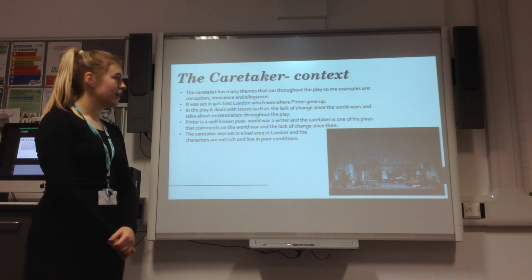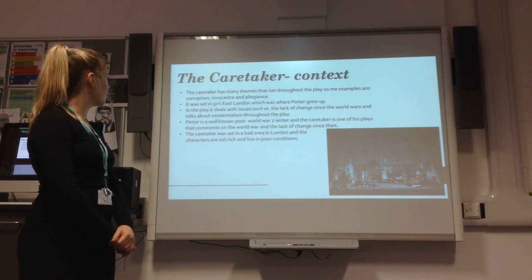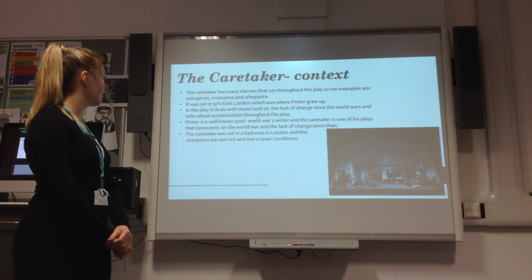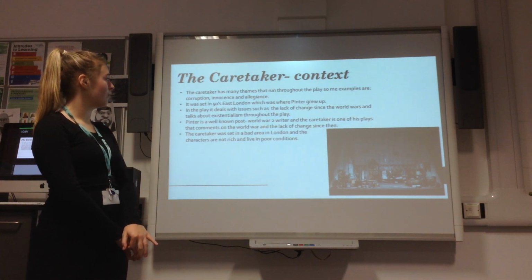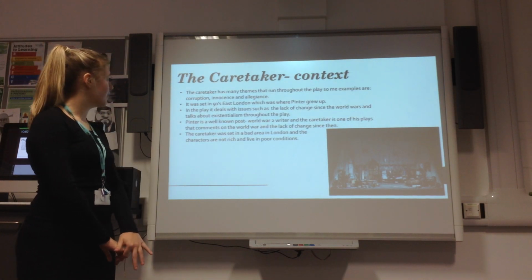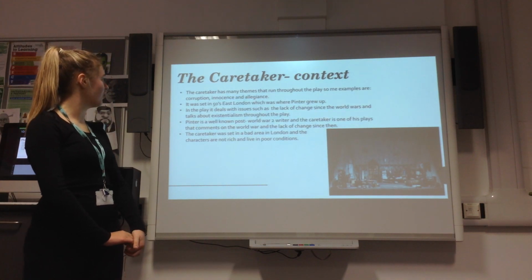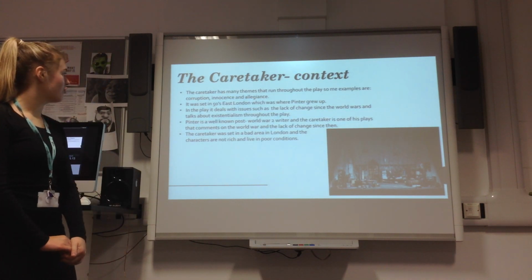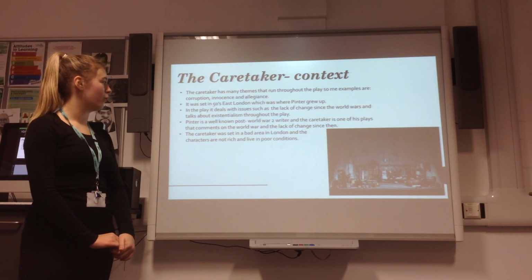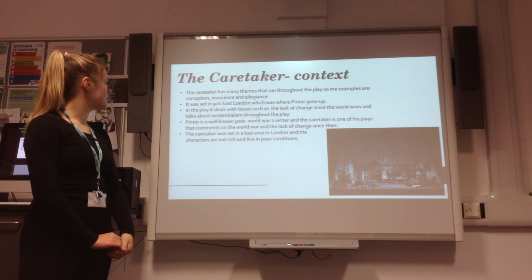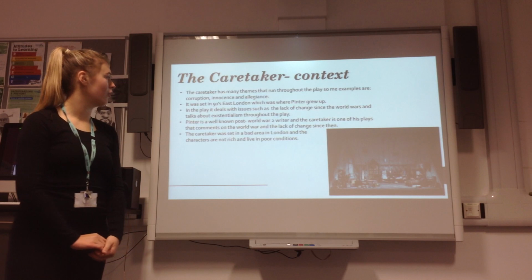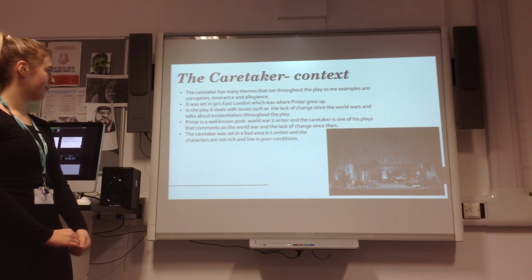The Caretaker has many themes that run throughout it. Some examples are corruption, innocence, and allegiance. It was set in 50s East London, which is where he grew up. The play deals with issues such as lack of change since the World Wars and talks about existentialism throughout the play. Pinter is well known for post-World War II, and his plays comment on the World War and the lack of change since then.